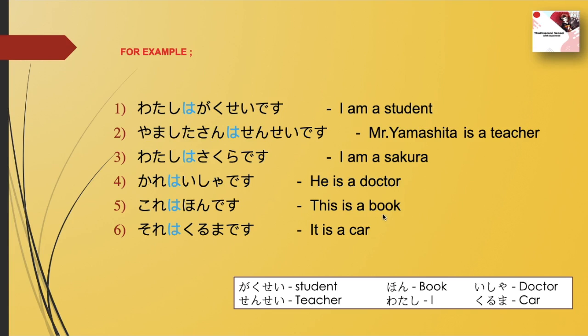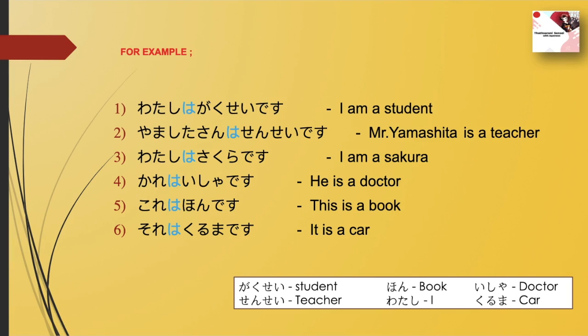Okay, let's take a look at the next example, which is this is a book. Now in Japanese, for a book we say hon, right? Ho, n. Now let's take a look at the sentence. Here we have kore wa hon desu. Kore wa hon desu.